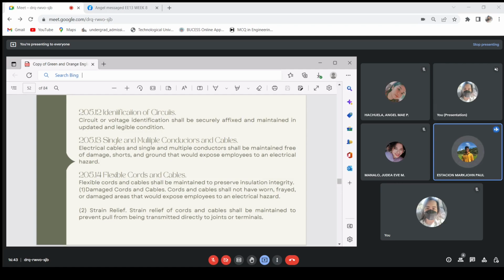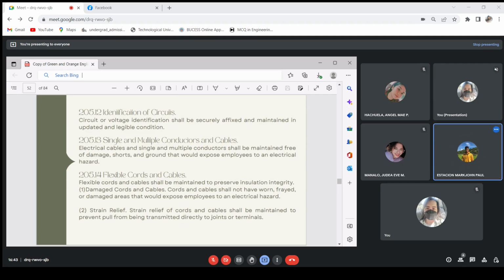205.13 Flexible cords and cables. Flexible cords and cables shall be maintained to preserve insulation integrity. Damaged cords and cables shall not have worn, frayed, or damaged areas that expose employees to an electrical hazard. So, dito is to ensure natin that flexible cords and cables are not damaged by sharp corners or doorways. So, isa dito is yung strain relief of cords and cables shall be maintained to prevent pull from being transmitted directly to joints or terminals.